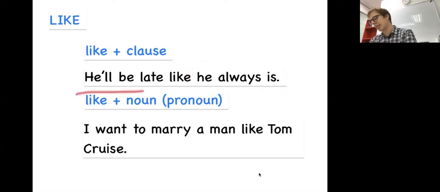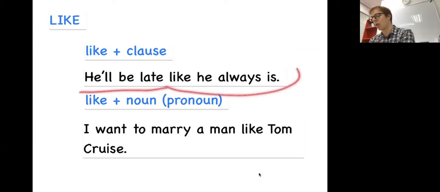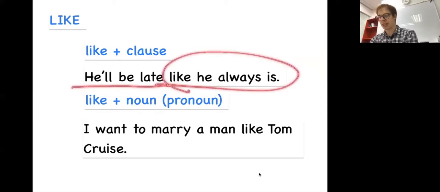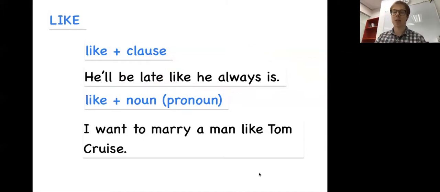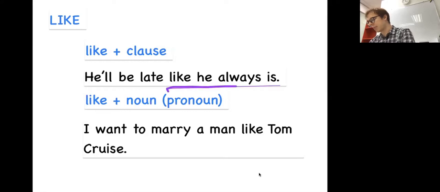So he's late like he always is, right? She'll come home at 10 o'clock like she always does. He'll say hello to his class in the morning like he always does. It's the similar action or same action like he usually does, like he usually is, to show that something's similar to the way it has been in the past before. So that's our like plus our clause, right? We can use it like this, like he always is, like plus the clause.